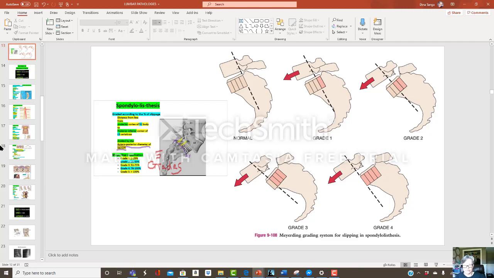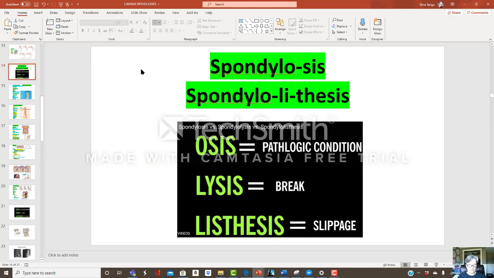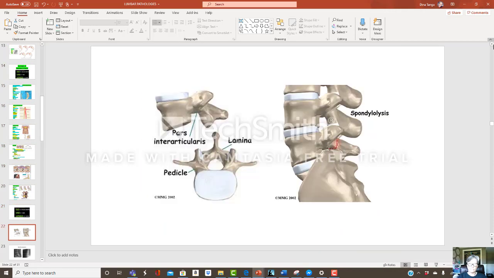Okay. So those are the grades. Five grades. Grade 1, up here, 1 to 25%. Grade 2, 26 to 50%. Grade 3, 51 to 75. Grade 4, 76 to 100. And then grade 5 is 100%. We're in trouble. Okay.